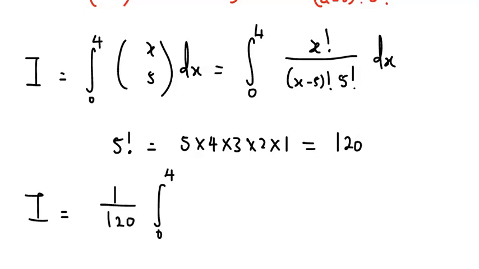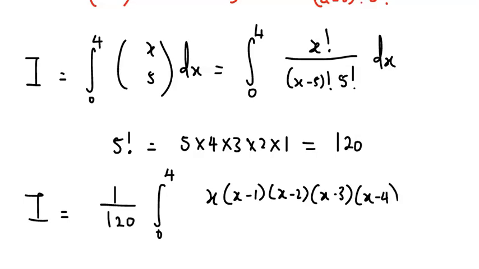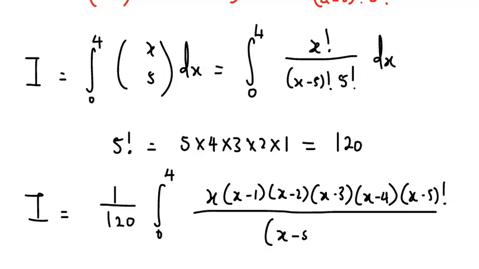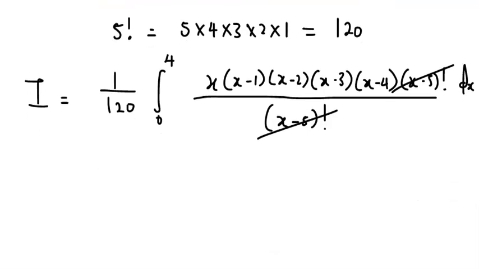So x factorial is the same as x multiplied by x minus 1 factorial, which is the same as x times x minus 1, x minus 2, x minus 3, x minus 4, and then x minus 5 factorial. Remember, we extended this to x minus 5 factorial because at the bottom we have x minus 5 factorial, so that they will both get cancelled. I think that is really nice, right? So these two get cancelled.